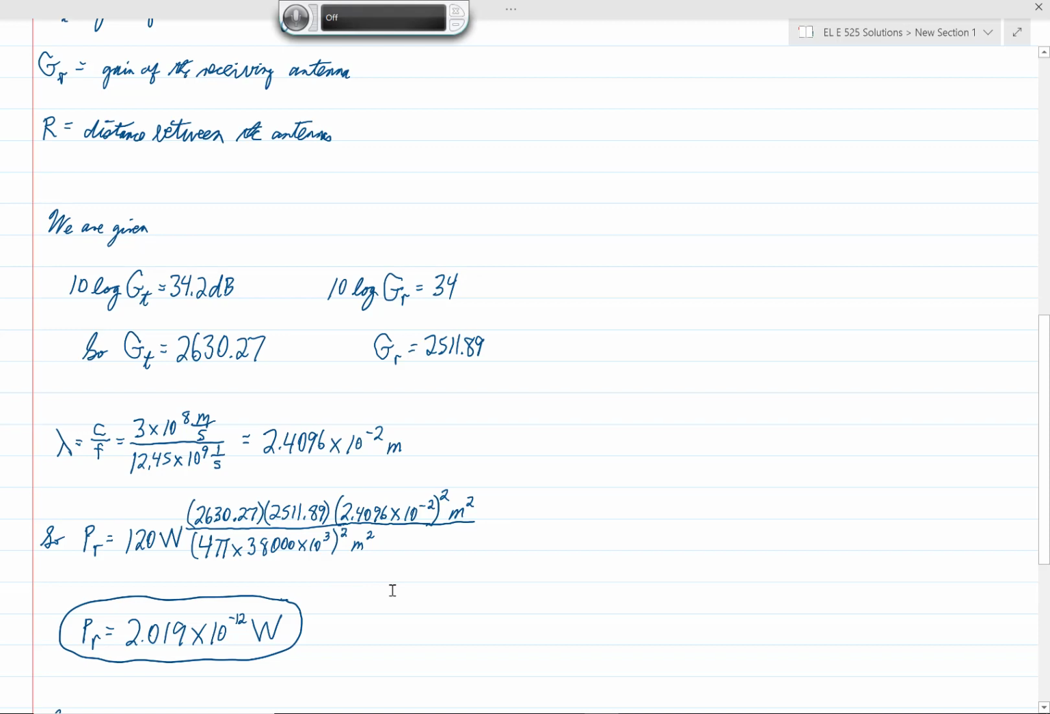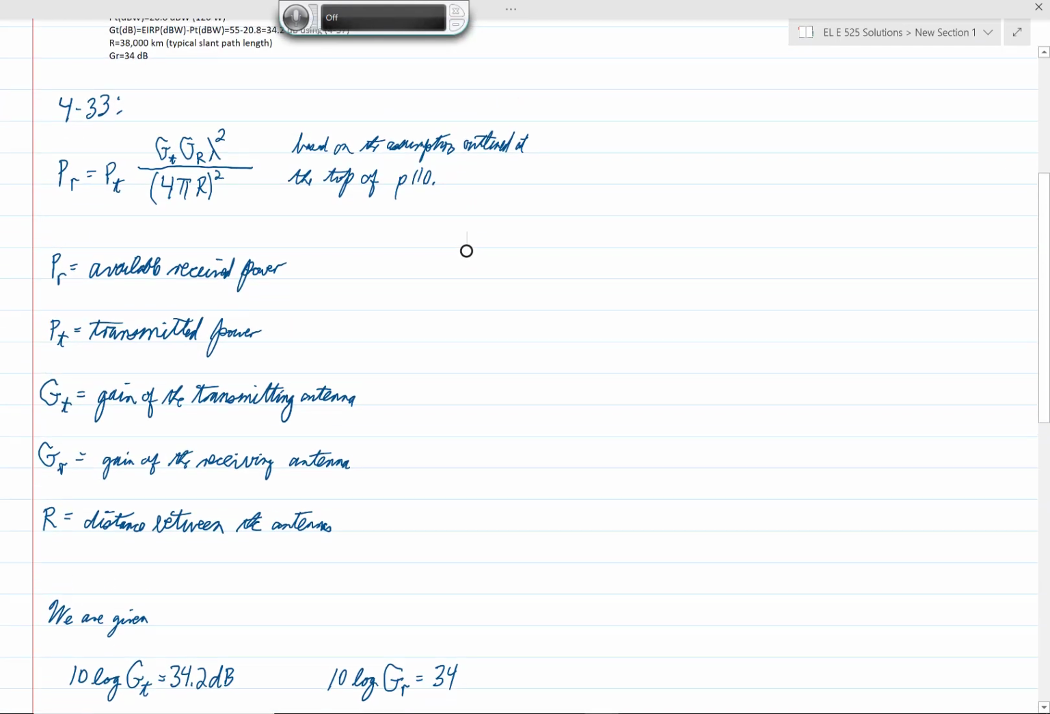And I will caution you about a couple of things. Do notice again in the Friis transmission formula that it's not 4 pi r squared in the bottom, but the quantity 4 pi r, all of that is squared. So really it's 16 pi squared r squared in the bottom. So don't make a mistake on that.